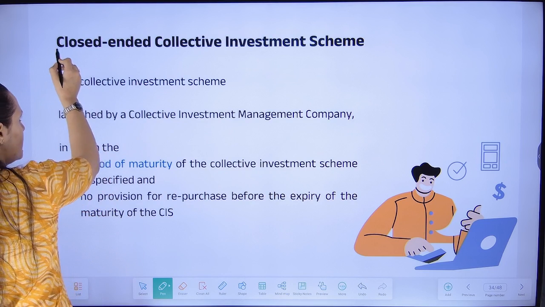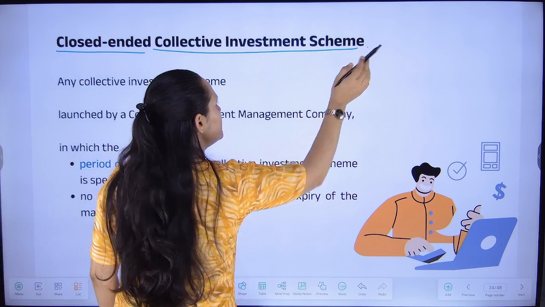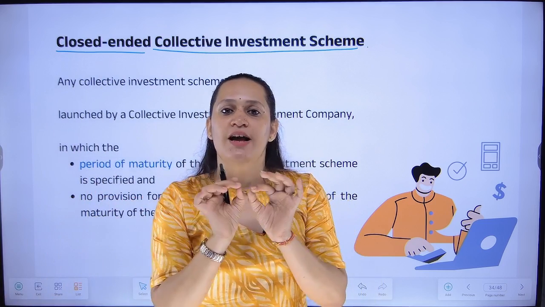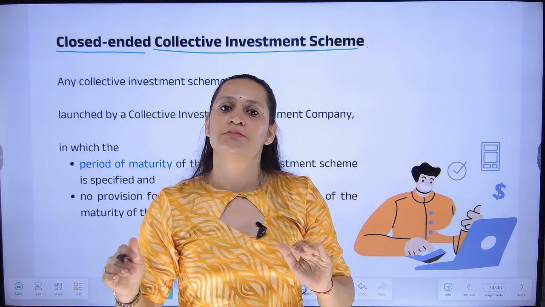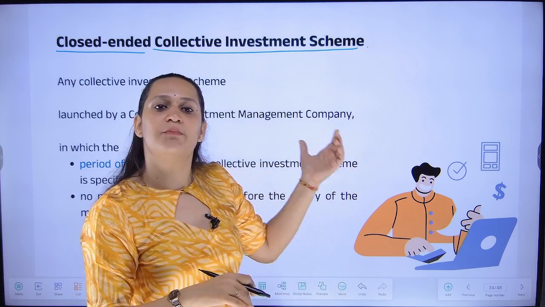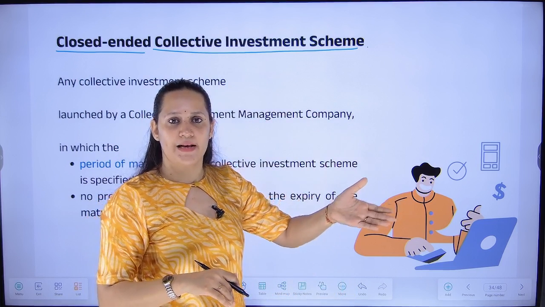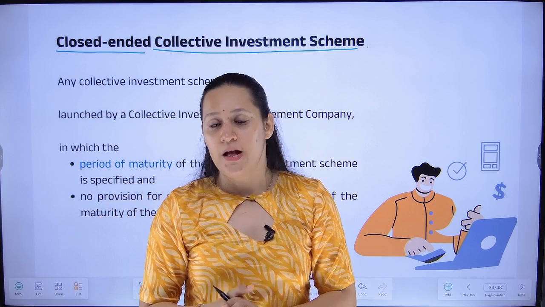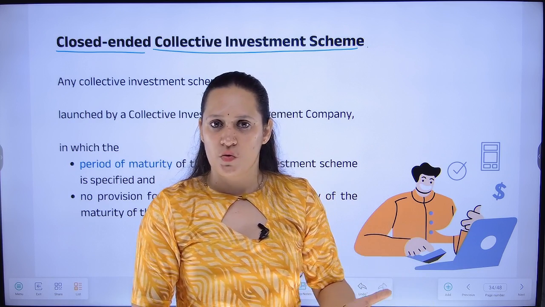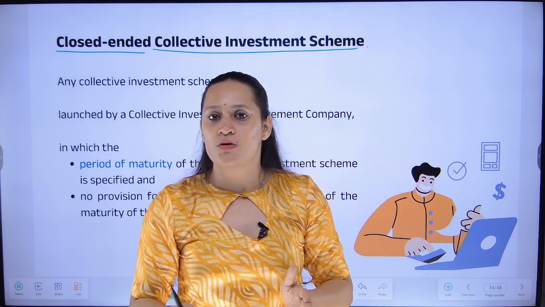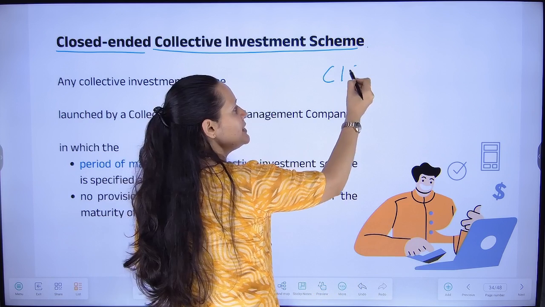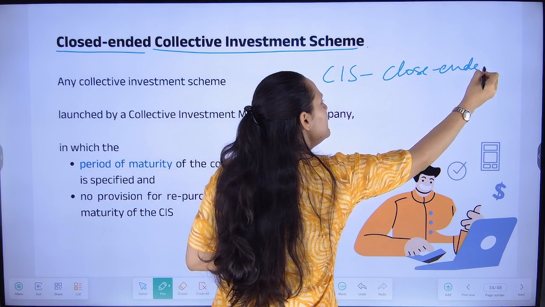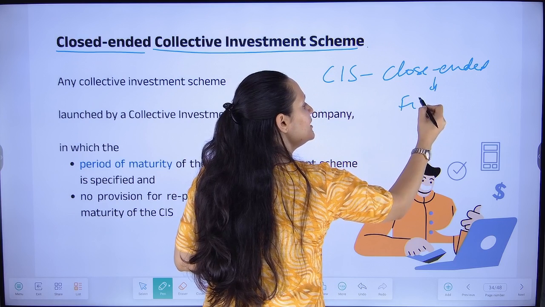Now, close-ended collective investment scheme. What does this mean? When we were studying the drawbacks, we identified that most of the schemes existing before the CIS regulations came into place were close-ended schemes, meaning they did not have a maturity period. But once the regulations were brought into force, SEBI has clearly laid down that any collective investment scheme can only be close-ended. That means it should have a fixed maturity period.